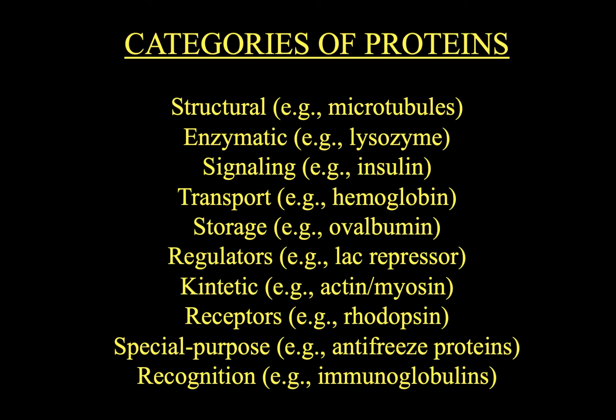The proteins that are made via translation consist of many different categories, including structural proteins like microtubules, enzymatic ones such as lysozyme, signaling proteins such as insulin, transport, storage, regulators, kinetic proteins, that is, ones that move things like actin and myosin in muscles, receptors like rhodopsin that will receive light and make certain chemical reactions based on the light and the wavelength of the light, special purpose proteins such as antifreeze proteins, recognition proteins such as immunoglobulins, and others.